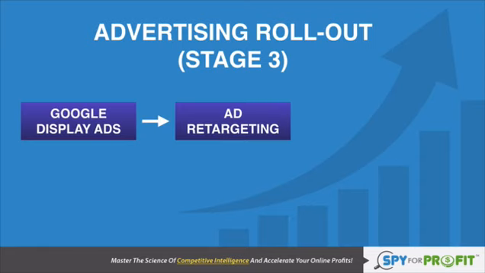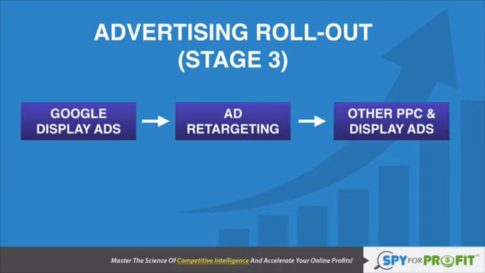So after we run the Google display ads, we want to do ad retargeting, especially on Facebook. And then we can move into doing ad retargeting with display ads. And then last but not least, and this is very, very late in the process, and we could build a massive business without ever even getting to this, but as I mentioned before, you want to test other pay-per-click networks and other display ad networks. So as far as where you want to advertise, well, anywhere you can generate profitable traffic, anywhere.